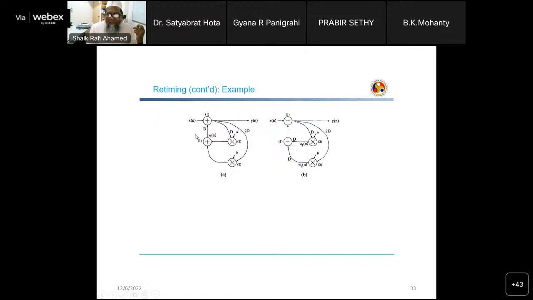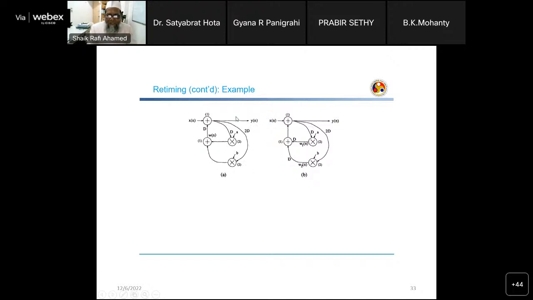For example, take this IIR filter. What is the expression for y of n? x of n is one input, and y of n you are taking through the delay. So y of n minus 1 times a, you are adding to this, and with two delays, y of n minus 2 times b, you are adding to this. So the total expression for y of n is x of n plus a times y of n minus 1 plus b times y of n minus 2.